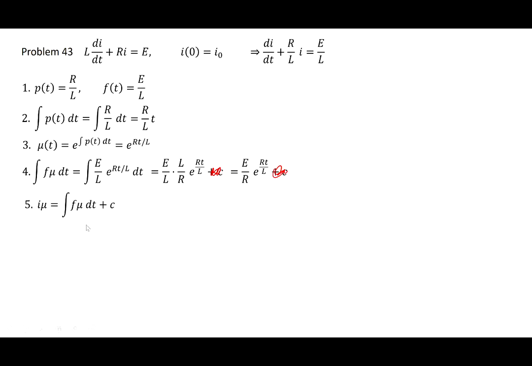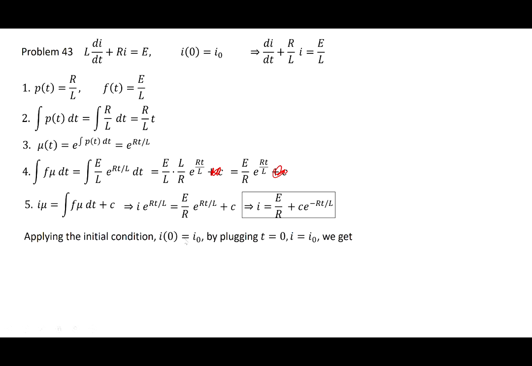So integral I mu equals, instead of y mu, we say I mu, because I is the dependent variable, t is the independent variable. Cool? And gives us this. But then we have I of 0 equals I sub 0. That's an initial condition. We need to apply that initial condition. What did I do here? I divided both sides by e to the RT over L, and so the left side became I, and the right hand side became e over R plus c e to the negative RT over L.